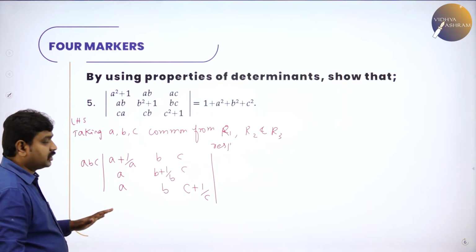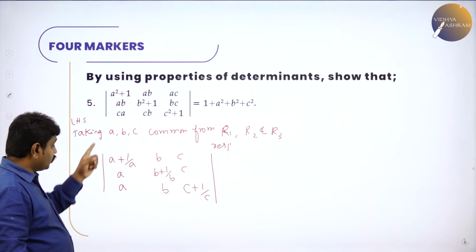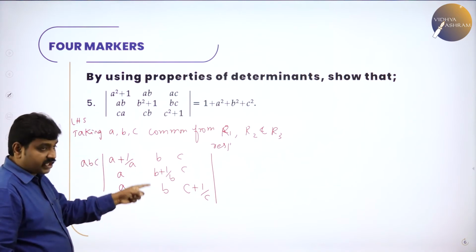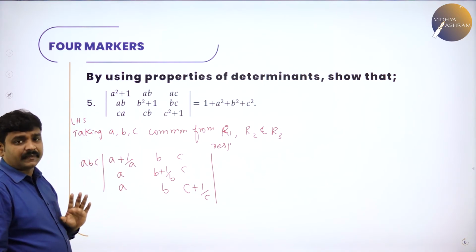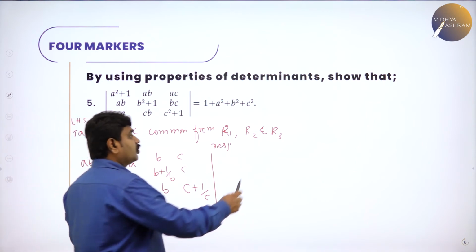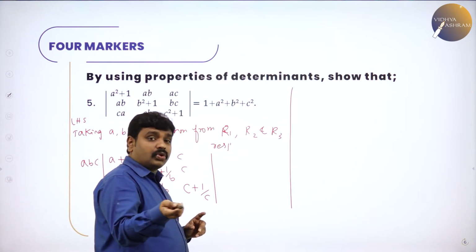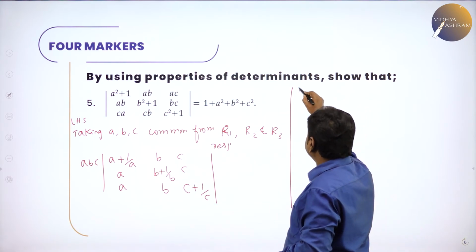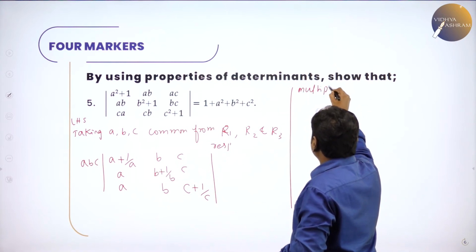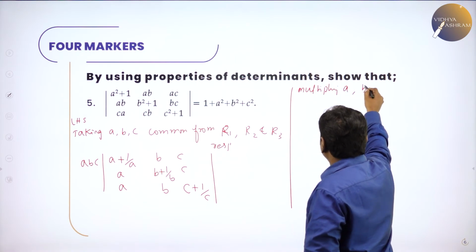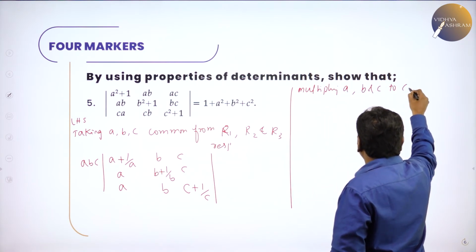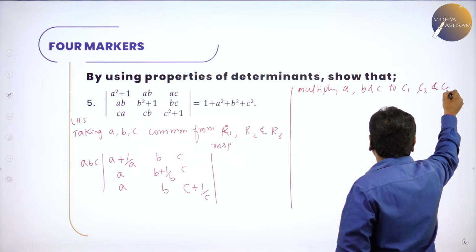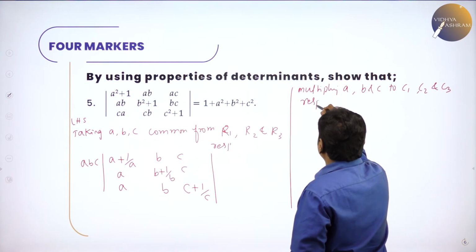So it is simple. Now multiply a to the first column, multiply b to the second column, multiply c to the third column. What am I doing? I took common first, now I am multiplying. From the row you take common, from the column you multiply. So multiplying a, b and c to c1, c2 and c3 respectively.